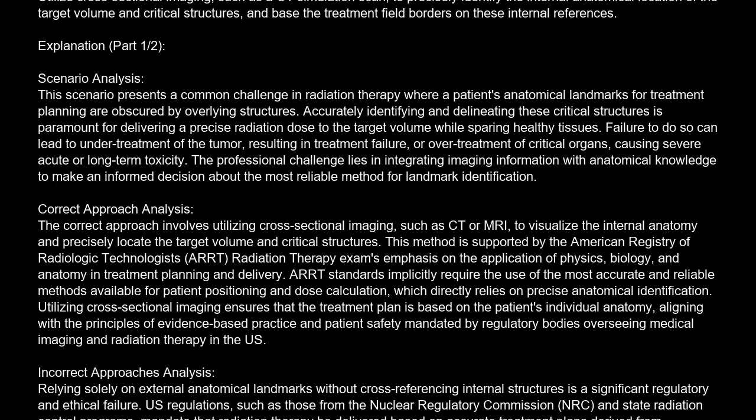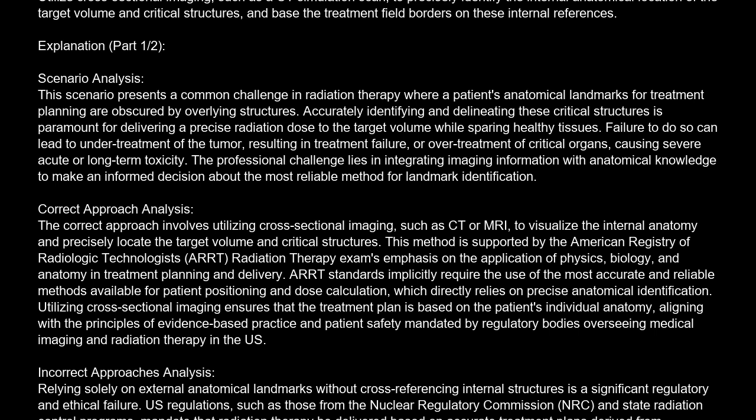The correct answer is B. Utilize cross-sectional imaging, such as a CT simulation scan, to precisely identify the internal anatomical location of the target volume and critical structures, and base the treatment field borders on these internal references. Explanation. Scenario analysis. This scenario presents a common challenge in radiation therapy where a patient's anatomical landmarks for treatment planning are obscured by overlying structures. Accurately identifying and delineating these critical structures is paramount for delivering a precise radiation dose to the target volume while sparing healthy tissues.